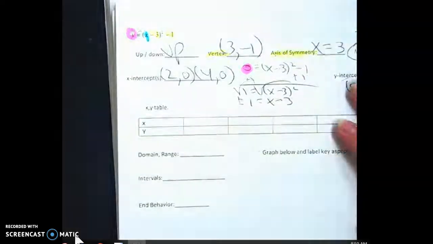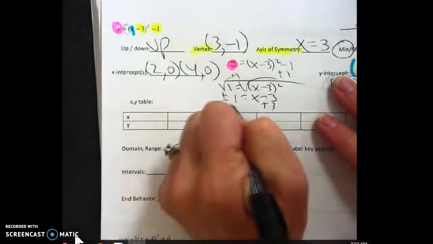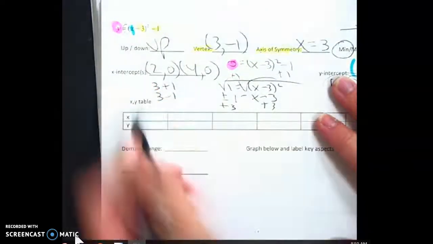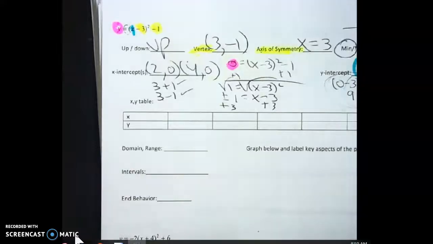You need to show all your work? Heck yeah, I just showed you how to copy the answers off the calculator. You've got to show me that you did not copy it off the calculator. 3 plus 1, there's the 4, check. 3 minus 1, there's the 2. Now you're good on x-intercepts.